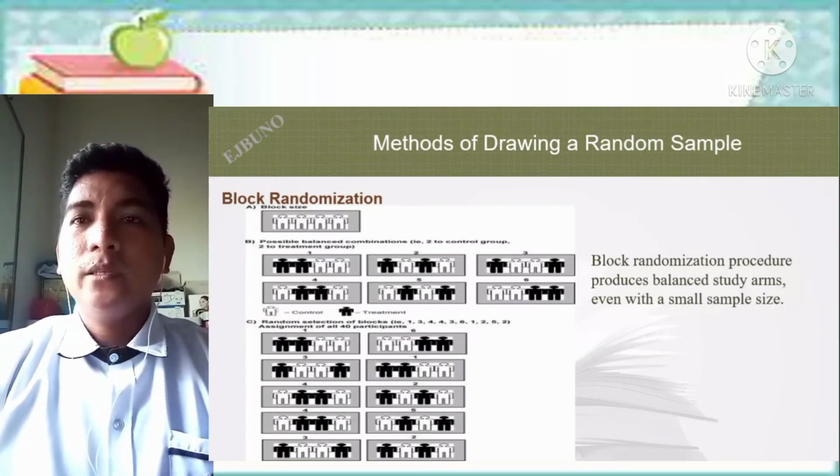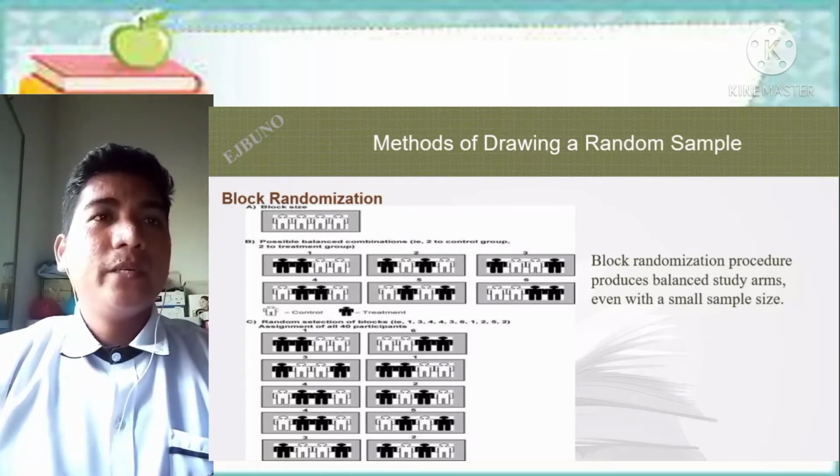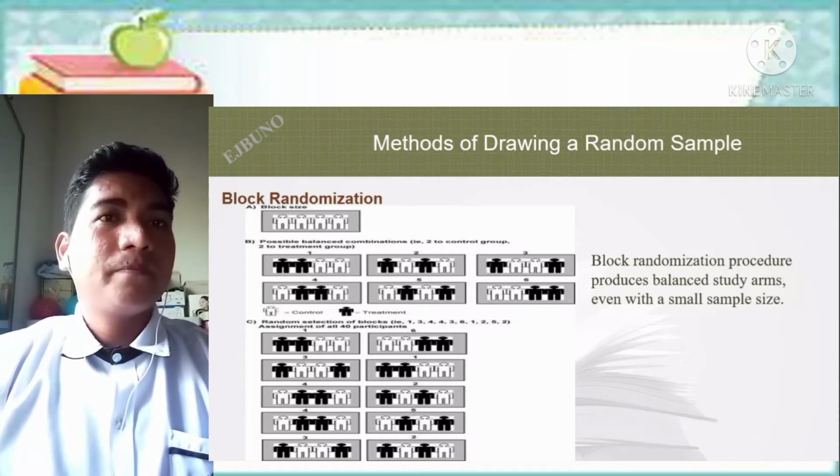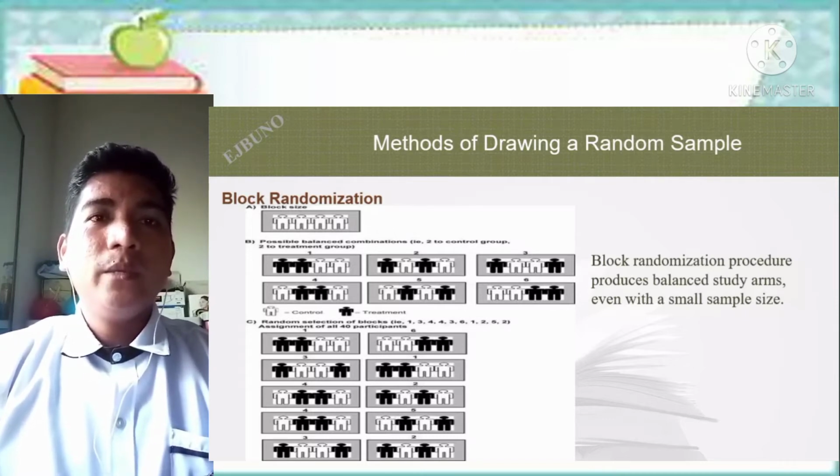Block randomization. The block randomization procedure produces balanced study arms even with a small sample size. A: block size. B: possible balanced combinations, two control groups and two treatment groups. C: random selection of blocks, 1 3 4 4 3 6 1 2 5 2. Assignment of all 40 participants.